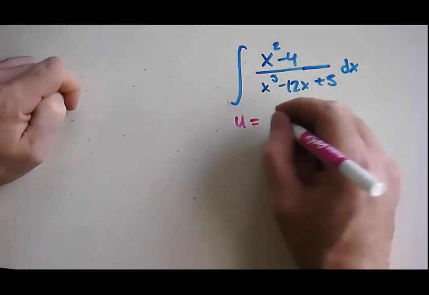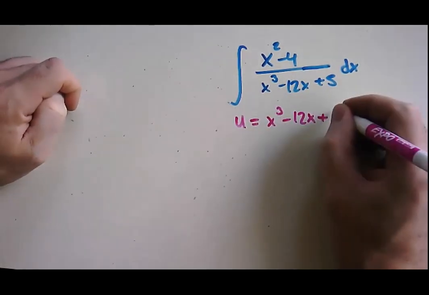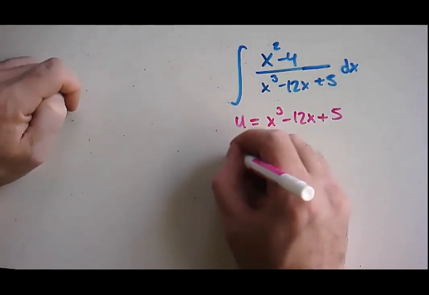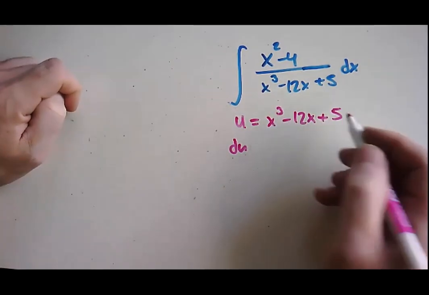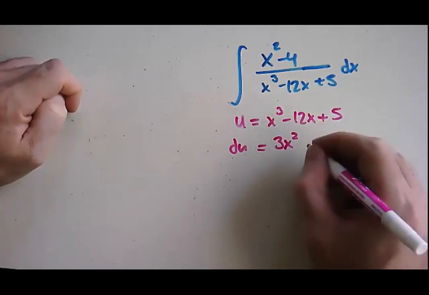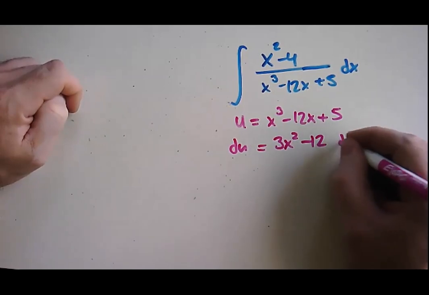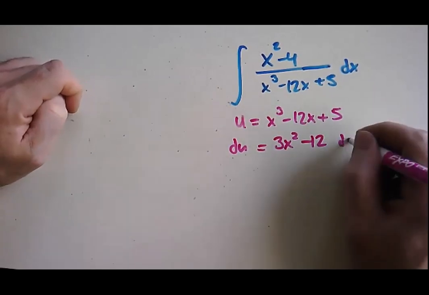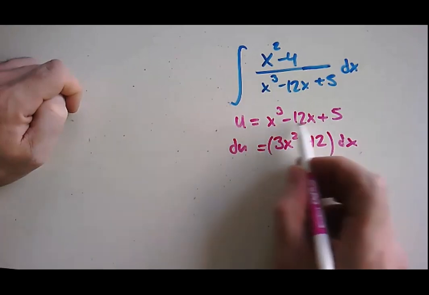So let's try this. Let's try u equals x cubed minus 12x plus 5. Okay, so we're looking for u, and we're also looking for the derivative of u, du. So if my u is x cubed minus 12x plus 5, then du would be 3x squared minus 12 times dx. All right, so all I did is I took the derivative of my choice of u.